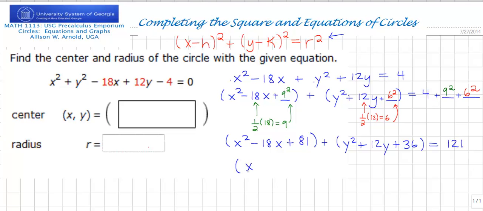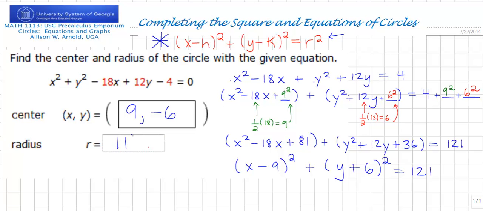Factoring x squared minus 18x plus 81 leads us to x minus 9 quantity squared. Factoring y squared plus 12y plus 36 leads us to y plus 6 quantity squared. And we can see that our center is the ordered pair 9, negative 6, using our standard form as a pattern, and our radius is the square root of 121, or 11.